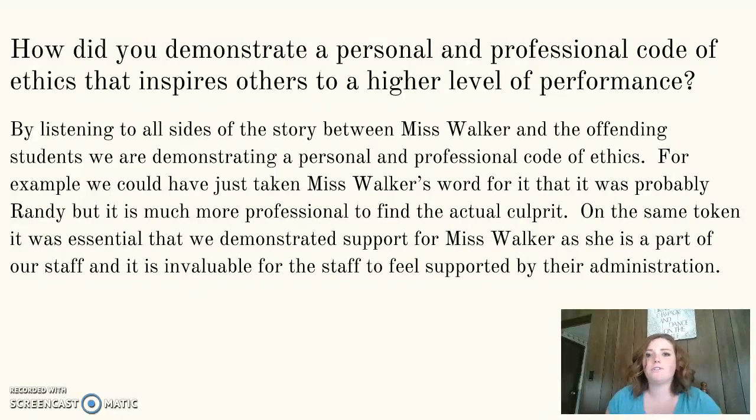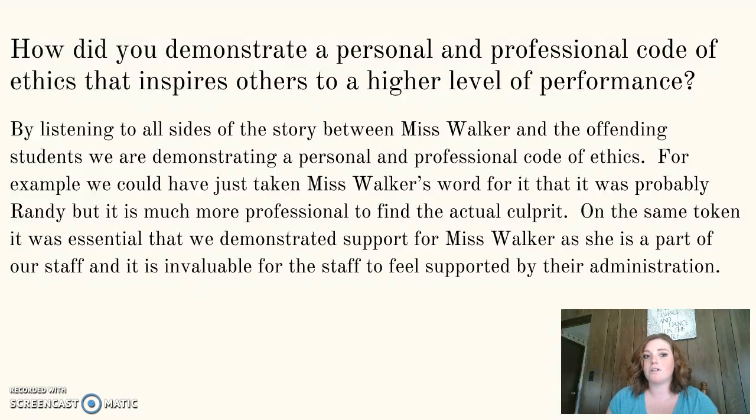How did you demonstrate a personal and professional code of ethics that inspires others to a higher level of performance? By listening to all sides of the story between Ms. Walker and the offending students, we're demonstrating a personal and professional code of ethics. For example, we could have just taken Ms. Walker's word for it, that it was probably Randy, but it's much more professional to find the actual culprit. If we just assume it's Randy, we can create a whole other snake pit of issues.